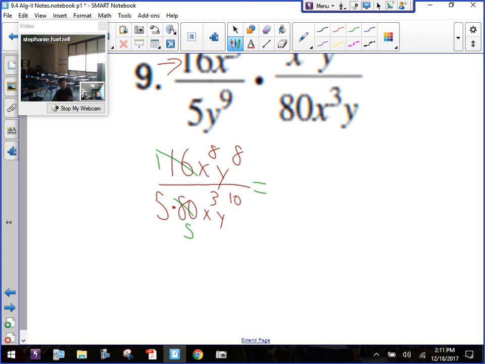Anyway, so this becomes a 1. X over 8, x to the 8th over x to the 3rd. Who wins the Battle of War? 8. So it becomes x to the 5th. And then y to the 10th wins the denominator. Again. Okay. And I don't have to put the 1 there because it doesn't really change anything. Okay. Not so bad?